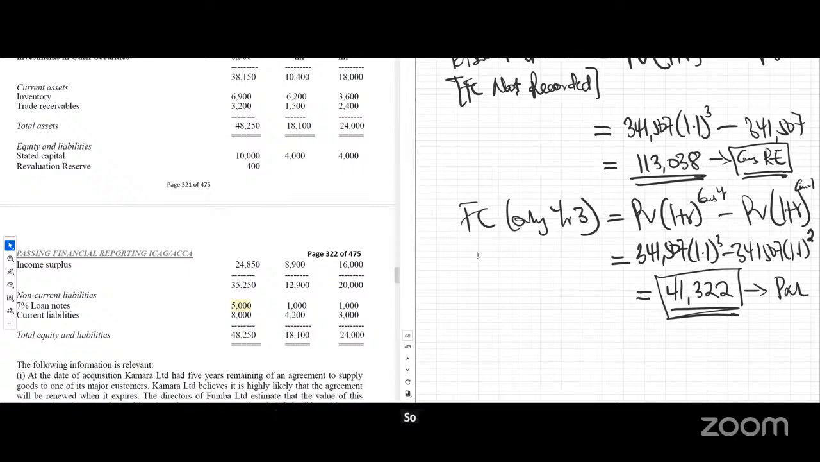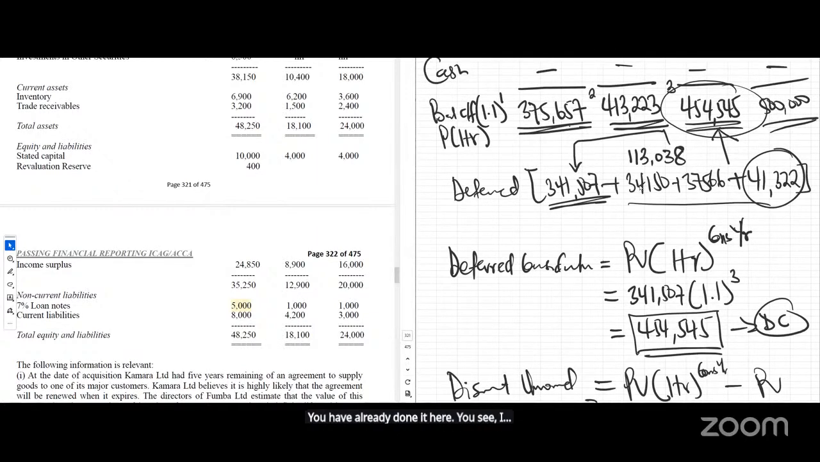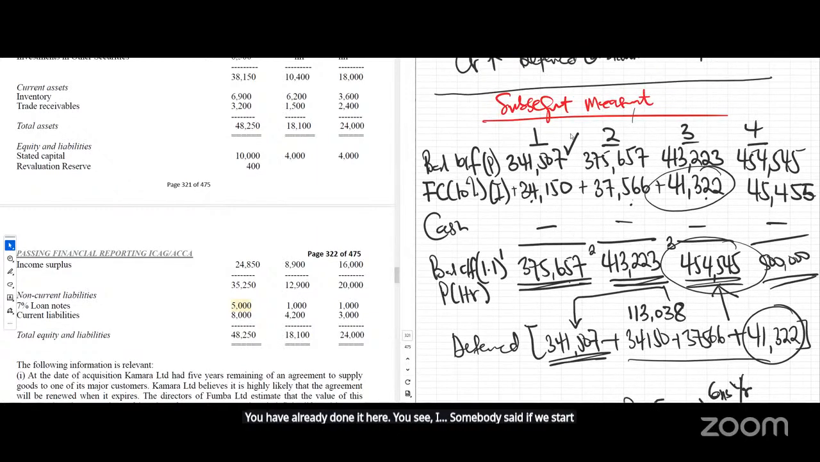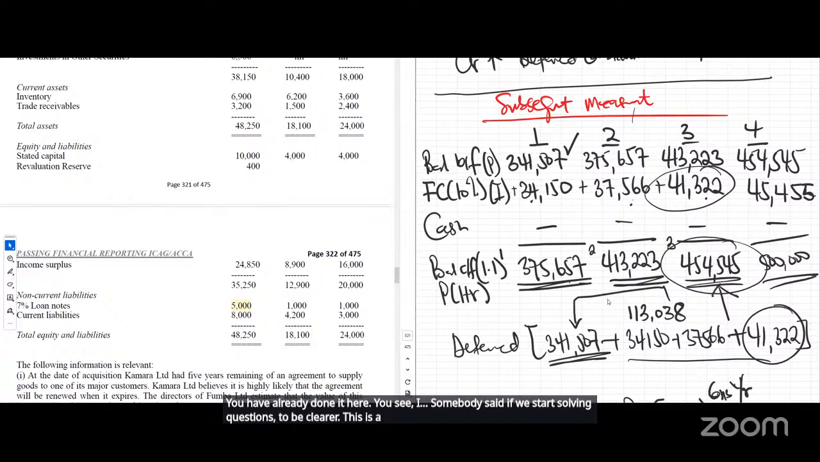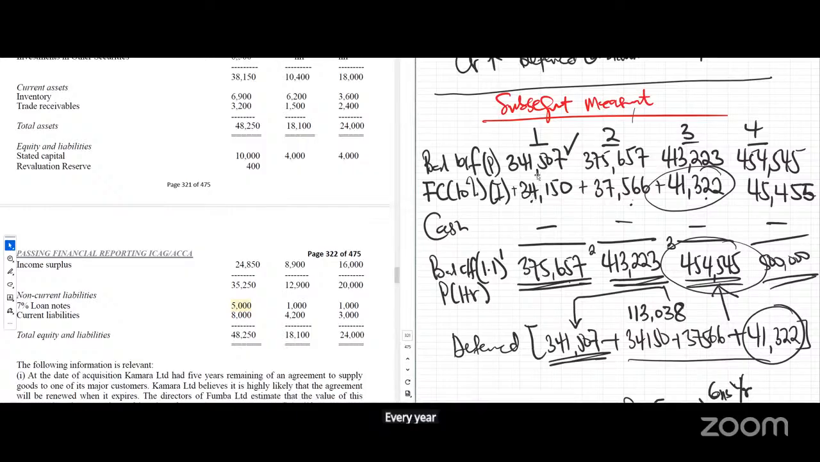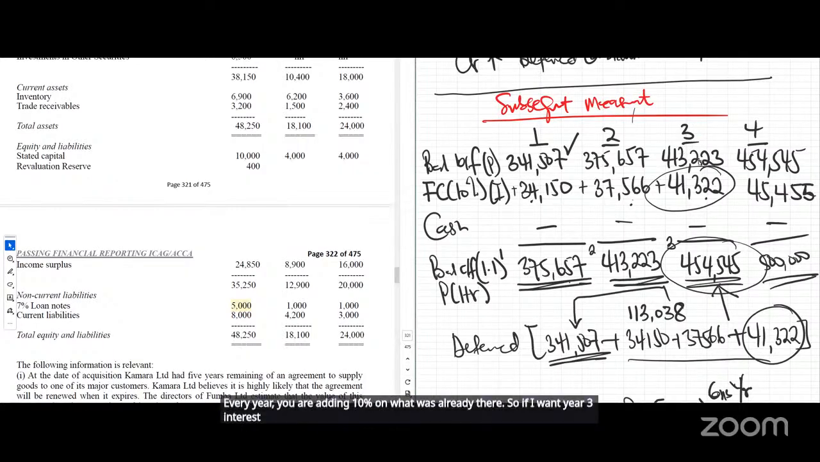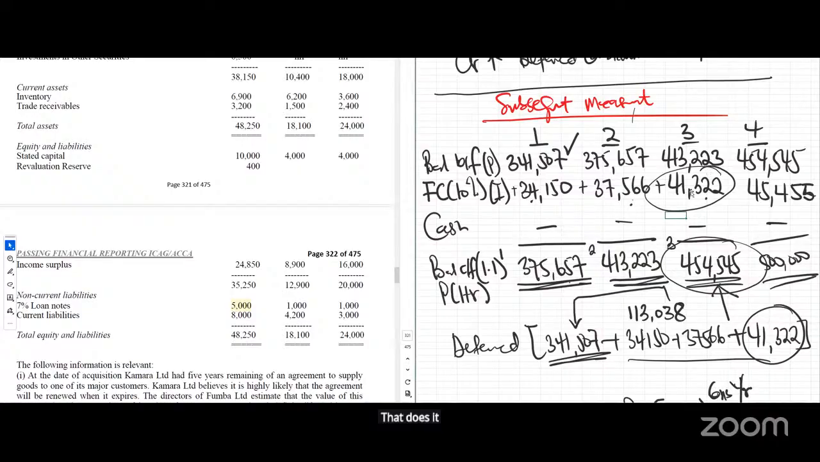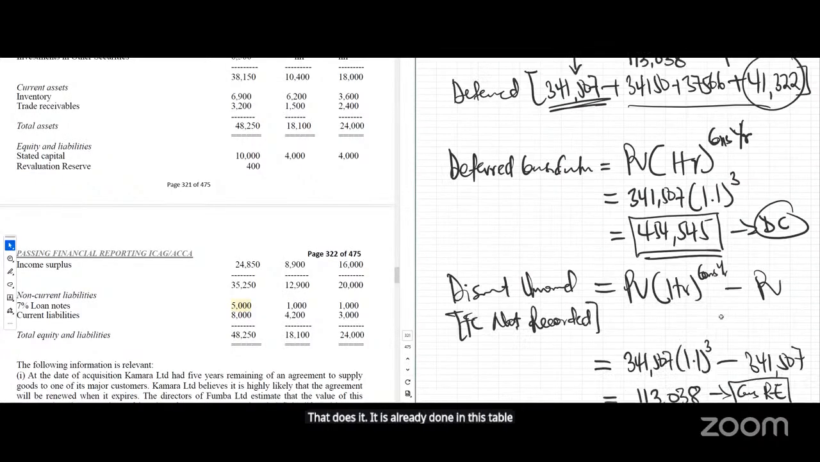So if you want to get the finance cost, you have already done it here. Somebody said if we start solving questions, it will be clearer. This is a question. Get the concept: every year you are adding 10% on what was already there. So if I want year 3 interest, is it not this 413,223 multiplied by 10%? It is already done in this table, but I'm giving you a shortcut.